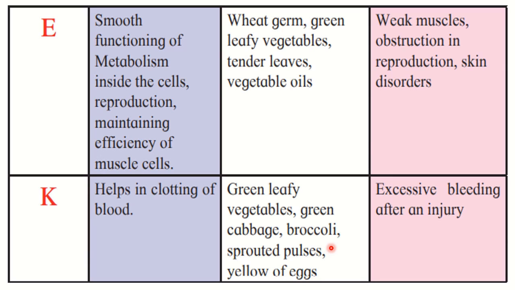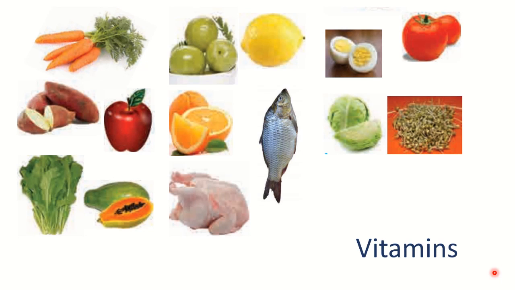So you can understand here the importance of the vitamins. We require them in small quantities, but they are very essential for our body. Okay, now let us go further. Here you can see the pictures of the foodstuffs from which we get various vitamins. Correct? You can see different foodstuffs. So you should include all these foodstuffs in your day-to-day life, in your diet. Your diet should be balanced.